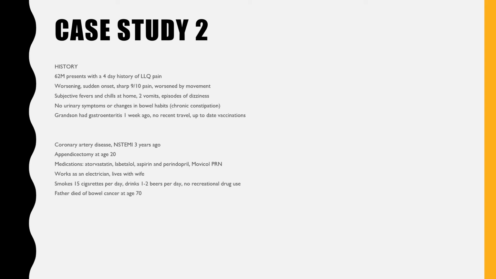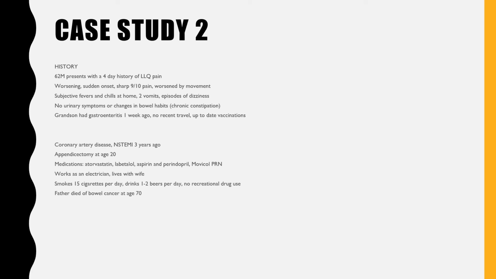In terms of his medical history, he has coronary artery disease and had an NSTEMI 3 years ago. Since then, he has made significant efforts to lose some weight and eat more healthily. He had an appendicectomy at age 20, but hasn't had any previous surgeries. In terms of medications, he takes atorvastatin, labetalol, aspirin, and perindopril, which were all started after his NSTEMI 3 years ago. He also takes Movicol PRN for episodes of constipation.